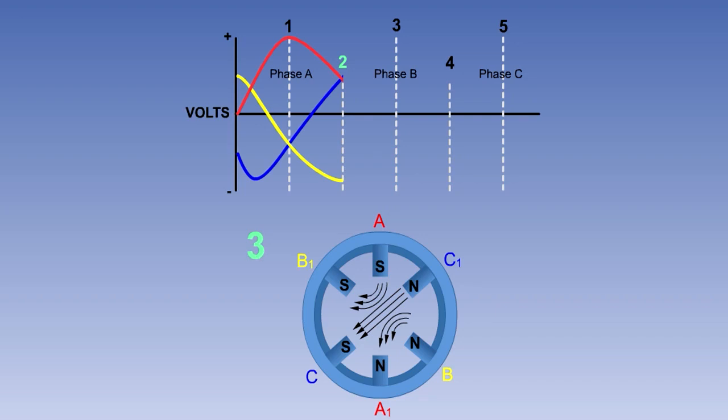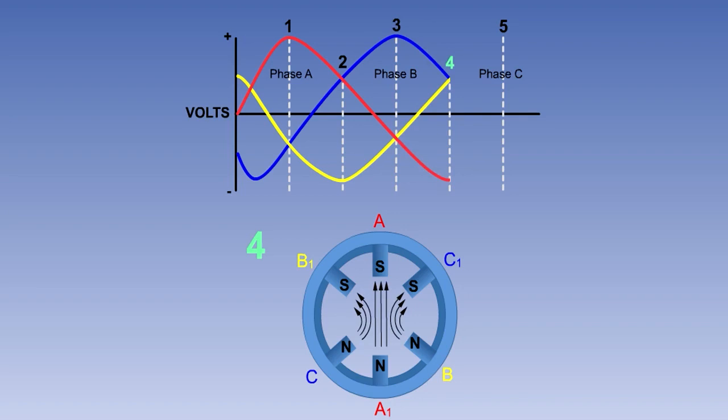Moving on to position 3, B phase is now at its positive peak, so there is a strong magnetic field from pole B to B1. Both A and C phases are negative, so poles A1 and C1 are weak norths. At position 4, A phase is now at its negative peak, so there is a strong magnetic field from pole A1 to A. B and C phases are both positive, so poles B and C are weak norths.